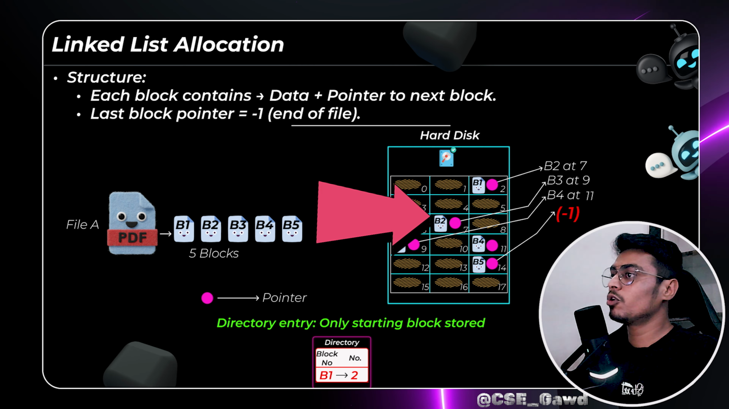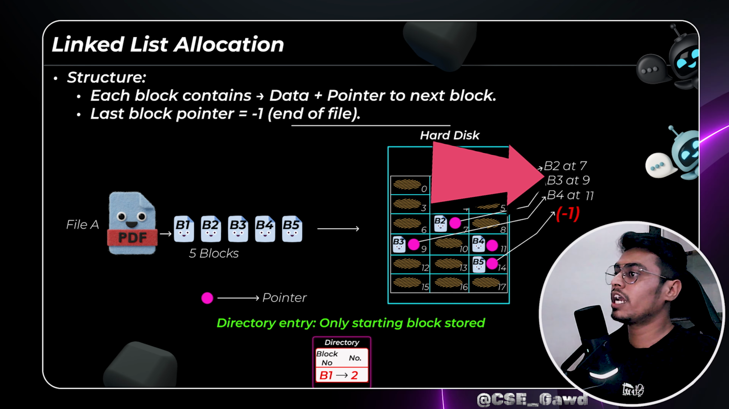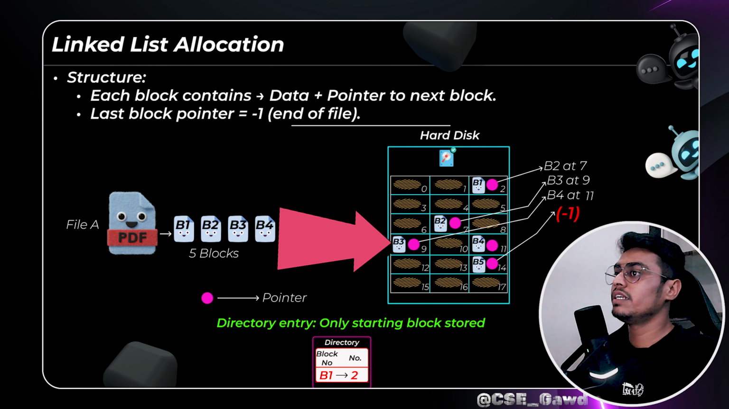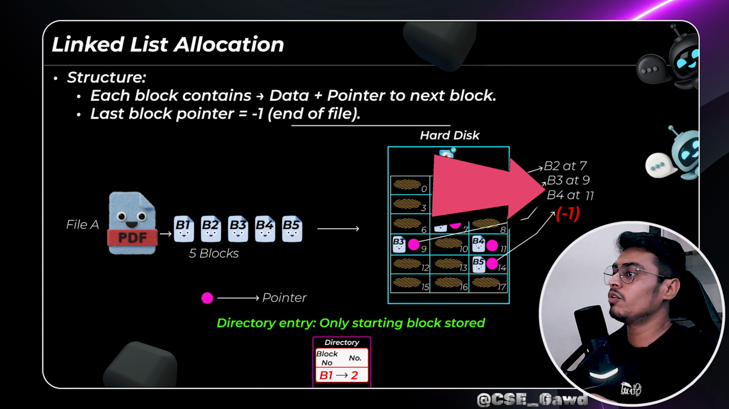Now similarly, if we talk about B2, here I will get the data and also a pointer that will point to 9, because B3 is on 9. Similarly, here will be data and a pointer for B4. B3's pointer will point to the 11th location, where B4 is. The B4 block will have data and a pointer that will point to 14.